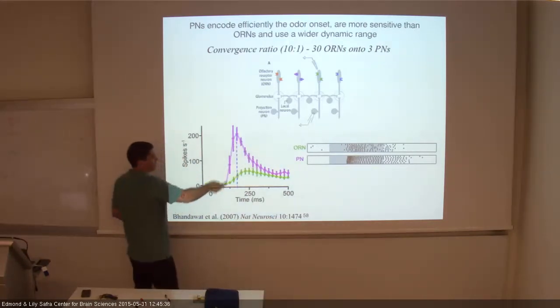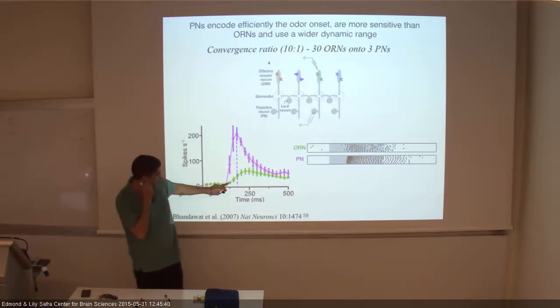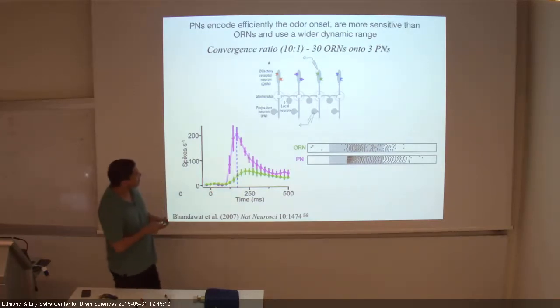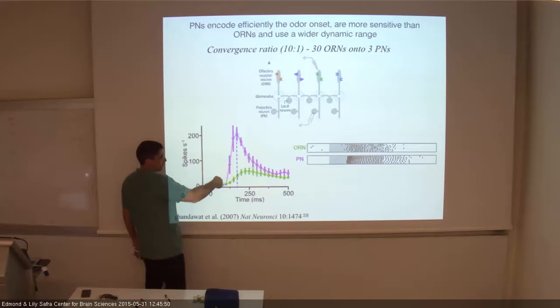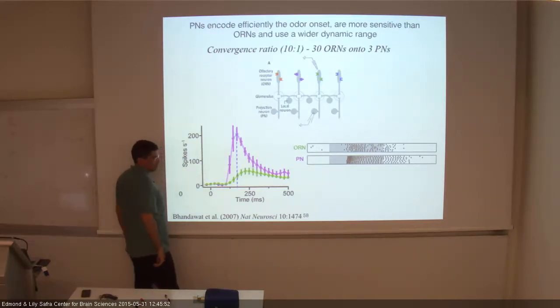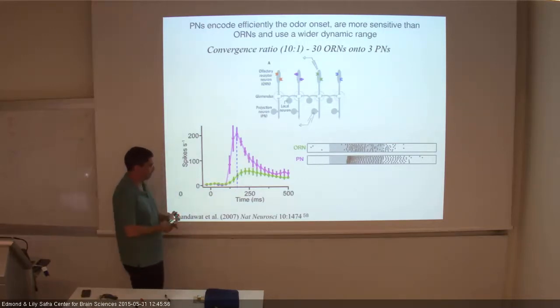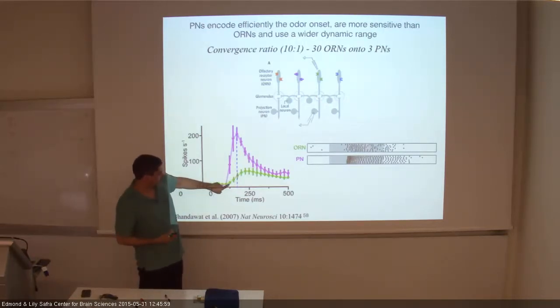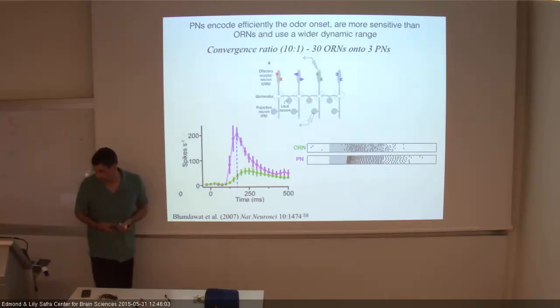They reach a high firing rate, and the peak of the firing rate is when the slope is still rising, which means that the PNs are more sensitive. You see higher sensitivity, it goes very high, very rapidly, and we have 10 of these that synapse onto one of these projection neurons.